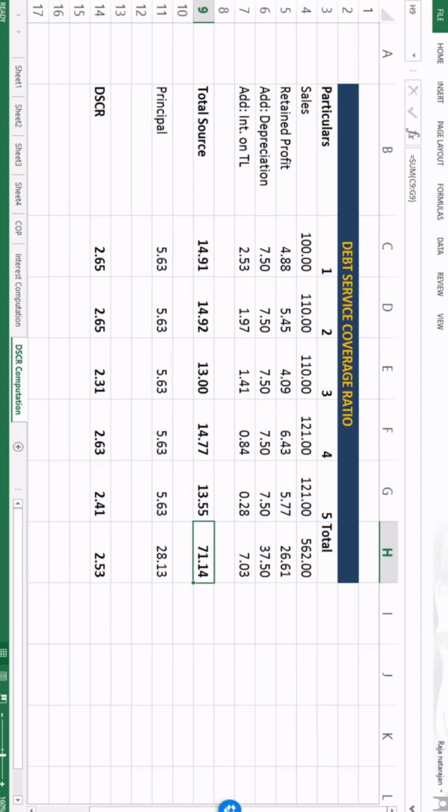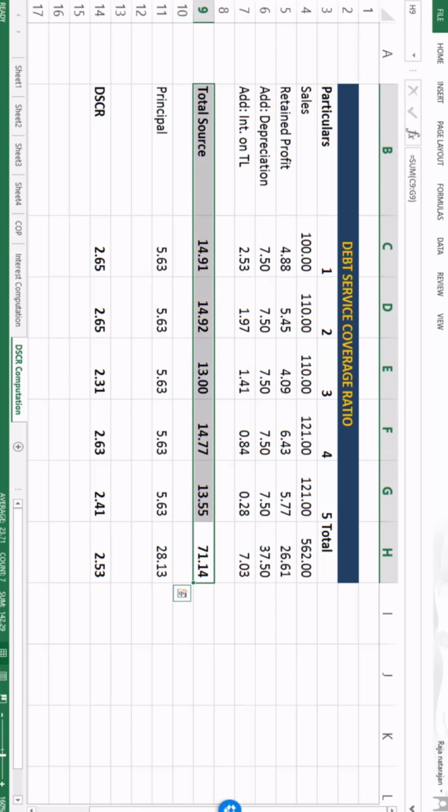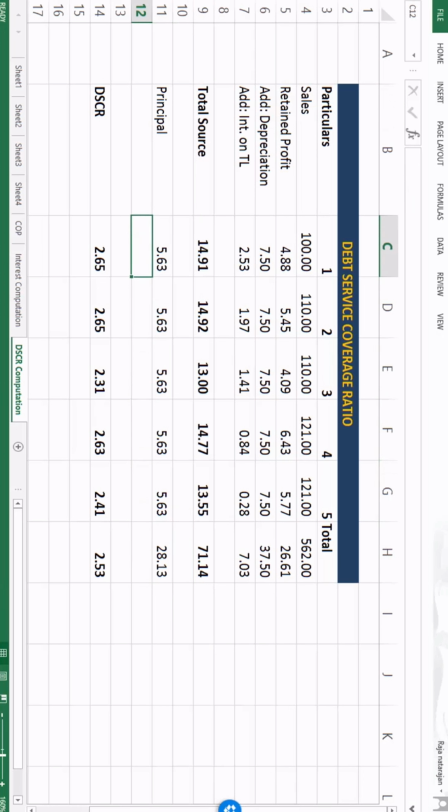The total is 71.14. So now this source is before paying the principal as well as interest. So the denominator should have interest as well, right? So we'll have interest over here, and interest on term loan is so much that I am just copying from there. So 2.53 in year 1, 1.97 year 2, 1.41 year 3, 0.84 year 4, 0.28 year 5, and the total is going to be 7.03.